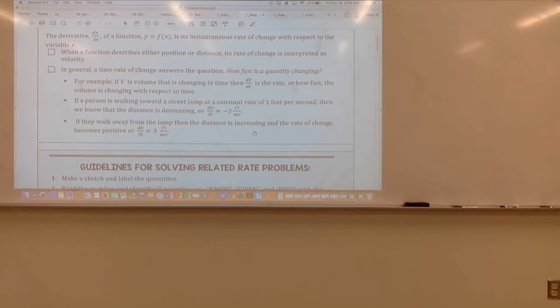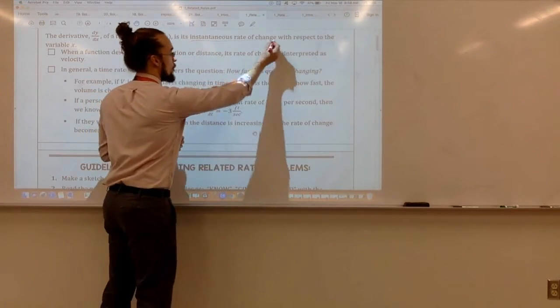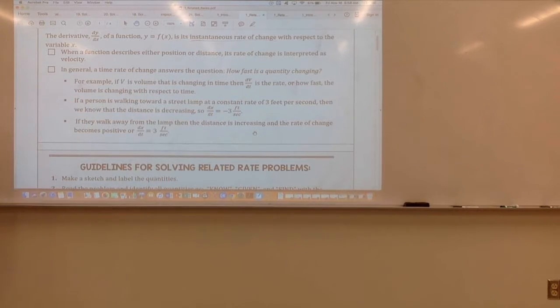Alright, so we've already talked a little bit about this stuff up here at the top, but let's go over this real quick before we jump down and take a look at a couple of problems. So the derivative of a function is the rate of change. That's pretty much what we've been talking about all of calculus. The derivative of a function is its instantaneous rate of change. So what we're going to start doing is applying that idea to these related rates.